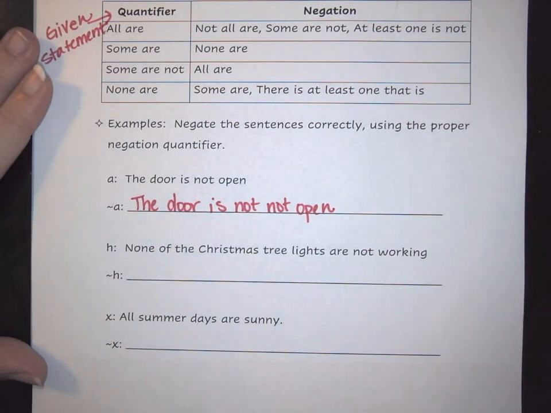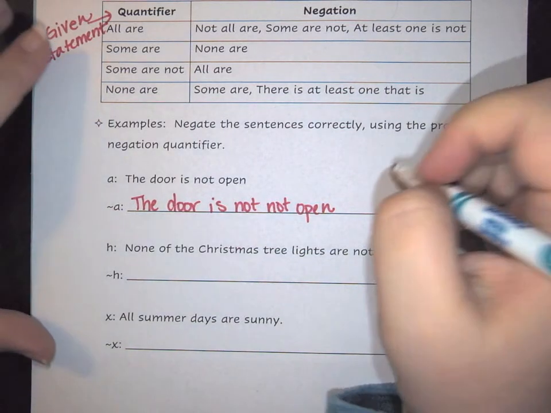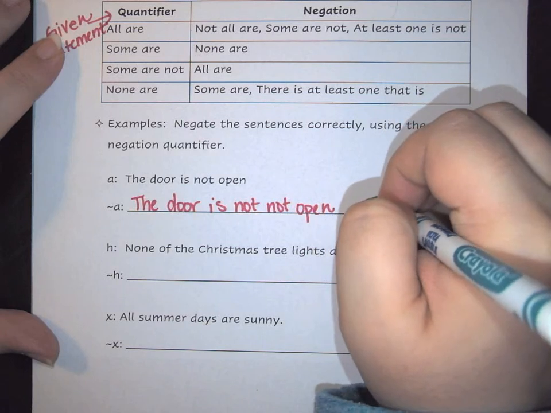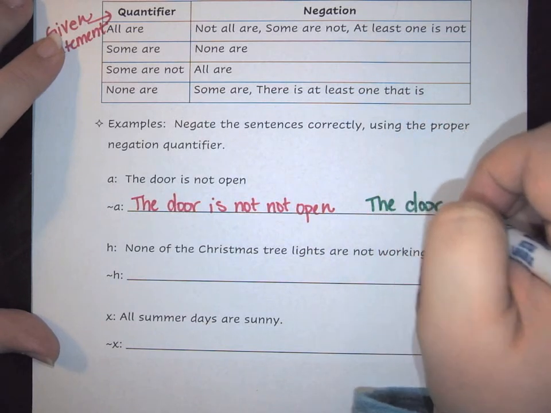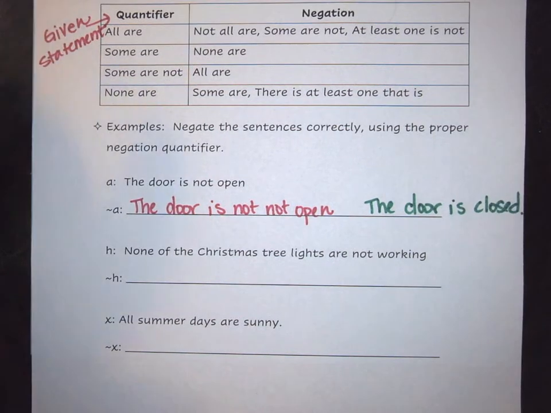Now, obviously the other thing that we could say would be the door is closed. Again, we all know the opposite of open is closed, and so to say that the door is closed would be a negation.